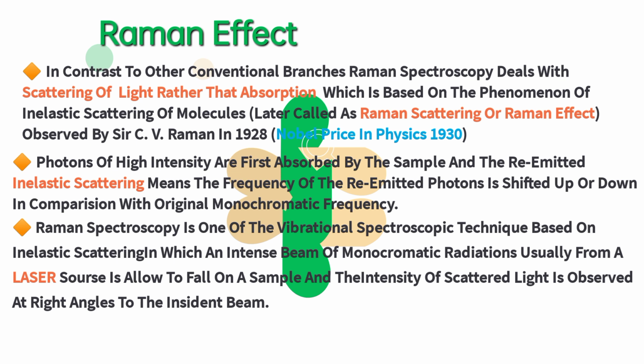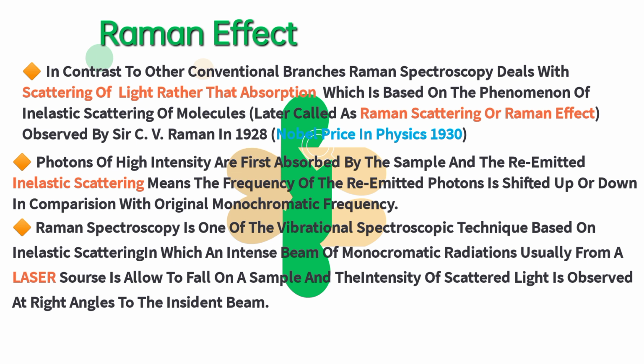When a monochromatic beam of light is allowed to pass through a substance in the solid, liquid or gaseous state, the light is scattered and contains some additional frequencies over and above that of the incident frequency. This phenomenon is known as the Raman effect.